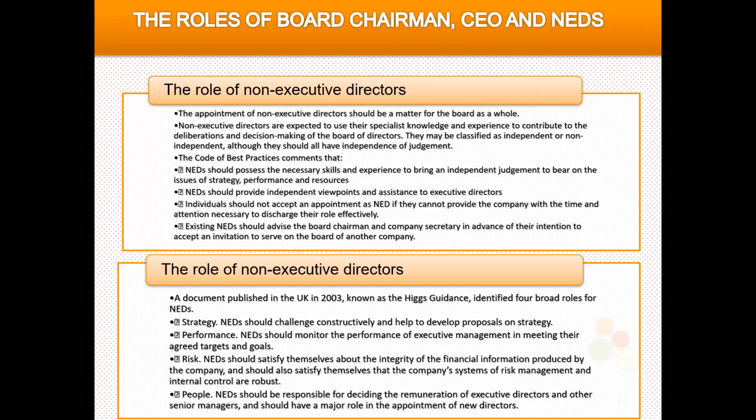Another thing is performance. When we talk about performance, what exactly do we mean? NEDs should monitor the performance of executive management in meeting their agreed targets and goals. Number 3 is risk.